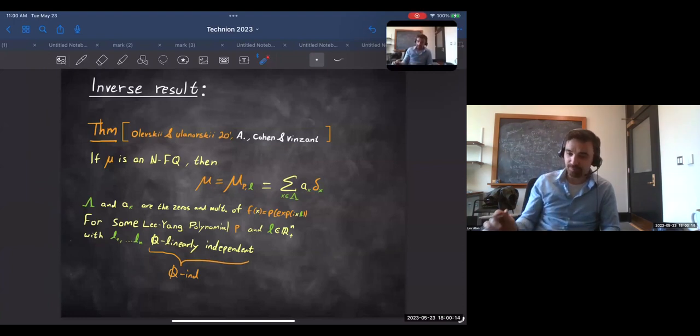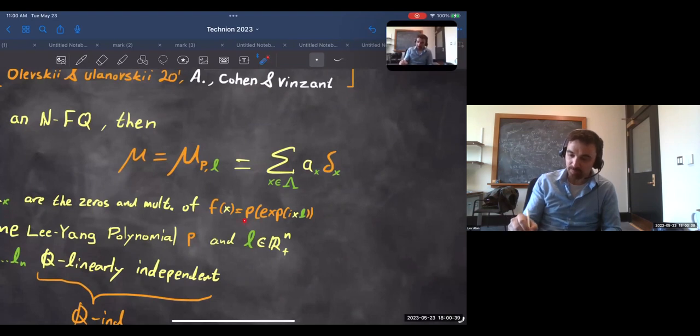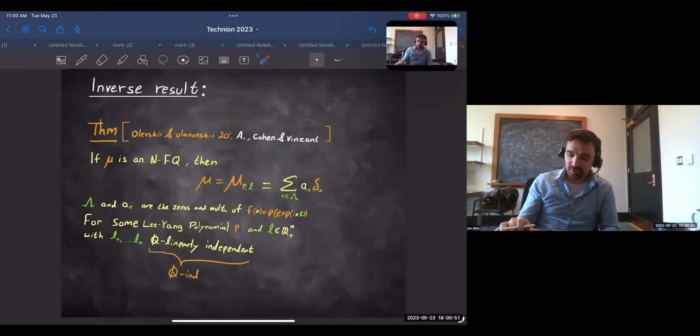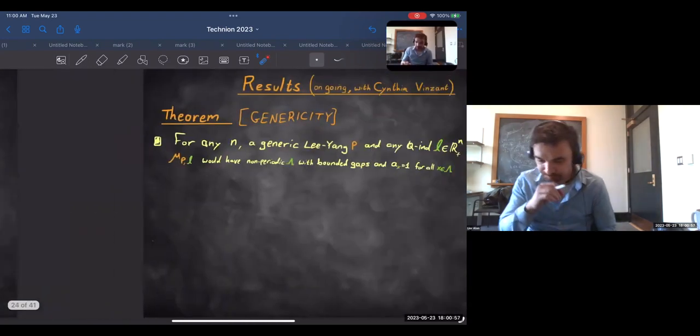You can write it as a theorem. And an important part of this theorem is that we can also show that you can always take the L's to be independent over the rationals. So whenever you have an n-valued Fourier quasicrystal, or the zeros of a real-rooted trigonometric polynomial, it would always come from such a construction where P is a Lang polynomial and L is positive with entries which are linearly independent over the rationals. And this would be important as we're going to look at ergodicity and the torus in a minute.